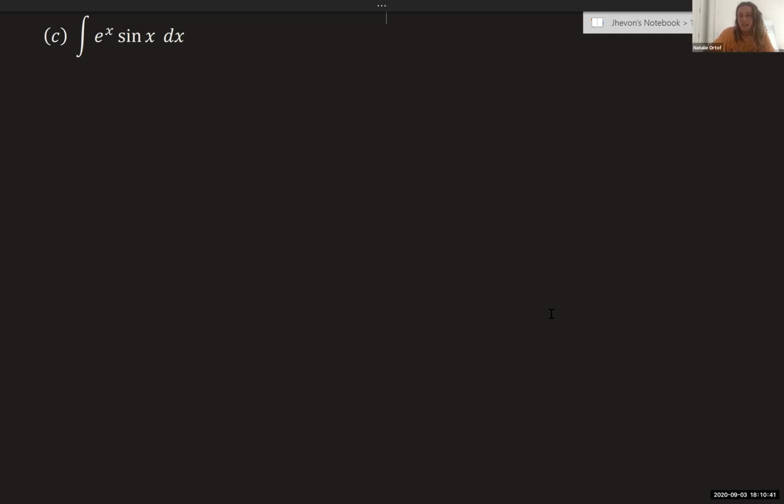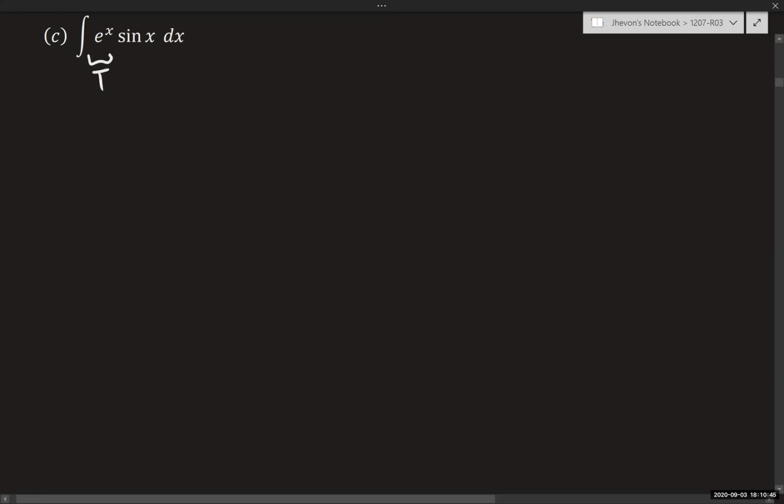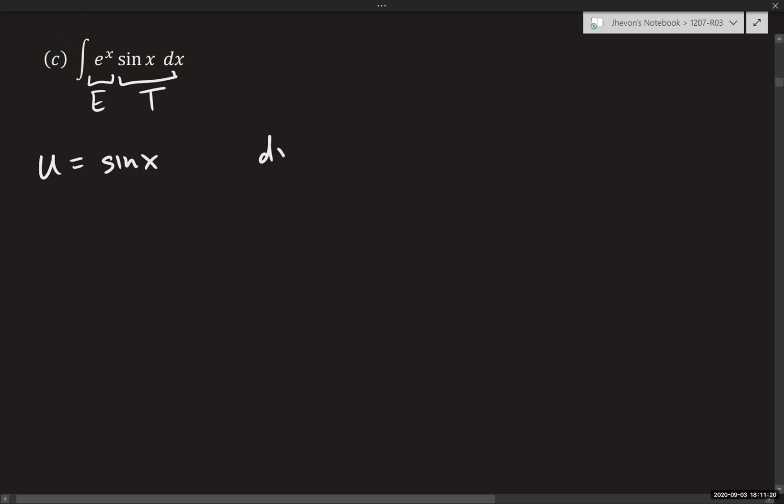This is an e and a trig function, so does it not matter which one is u and which one is dv? So let's say we're following LIATE for arbitrary reasons. Who would be our u if I'm following LIATE? This is actually written backwards: this is an e and this is a t. So according to LIATE, who would I choose for u? Sine x. And your dv is going to be e to the x dx. So my du, the derivative of sine x, is positive cosine x. The integral of e to the x is just e to the x.